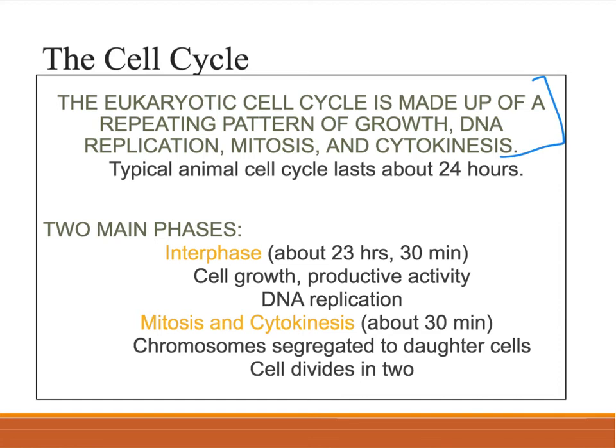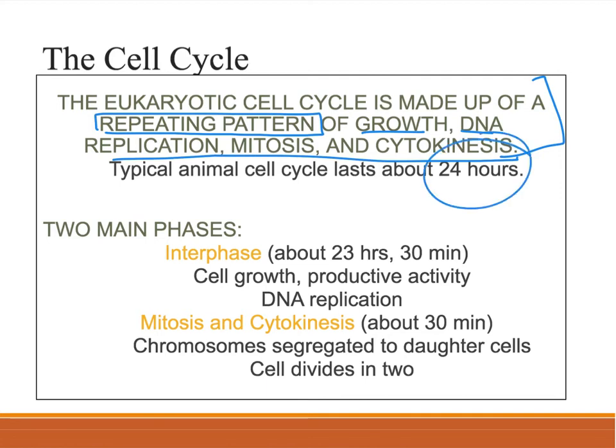So here's the thing. The eukaryotic cell cycle is repetitive. It's a repeating pattern of growing, DNA replication, mitosis, and cytokinesis. Cytokinesis is just when the 2 cells split after mitosis. It lasts about 24 hours, okay?